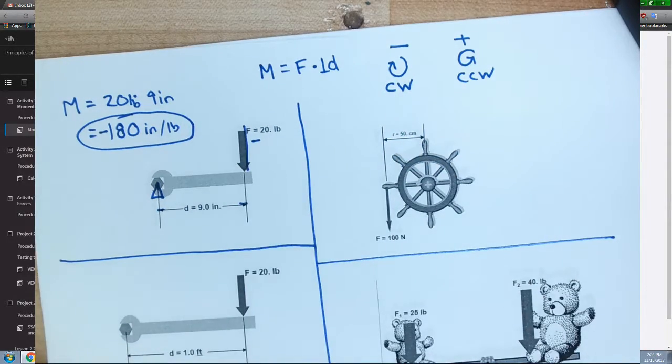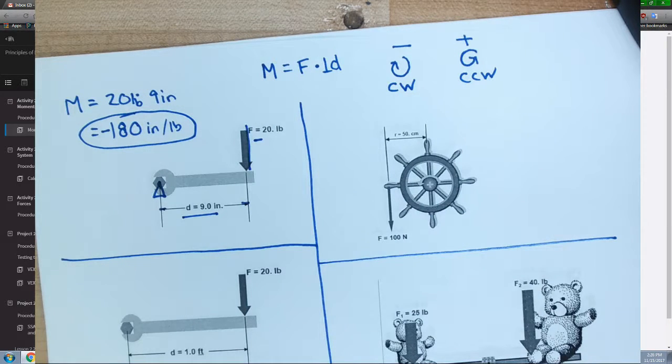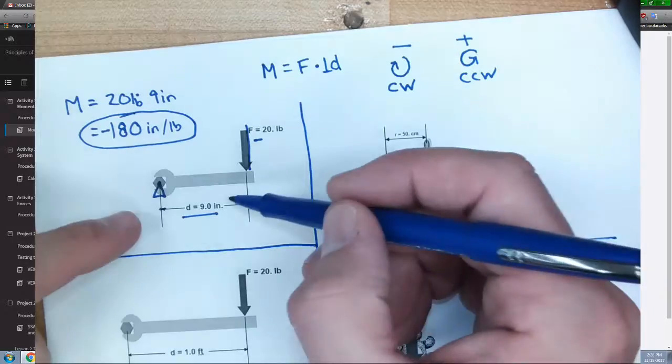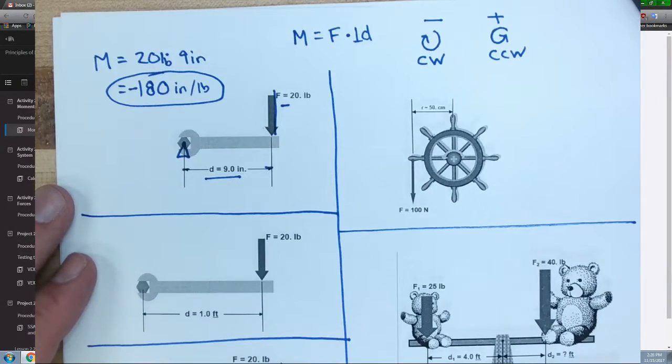Okay? Any questions on that? Go ahead. Because it's provided right here. Oh, okay. Here we go. Are we good on that one? Yes. It's inch pounds. Yeah.